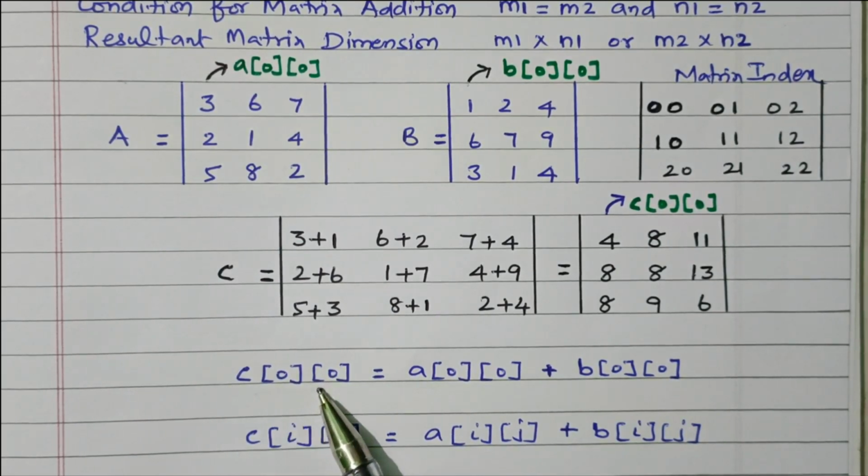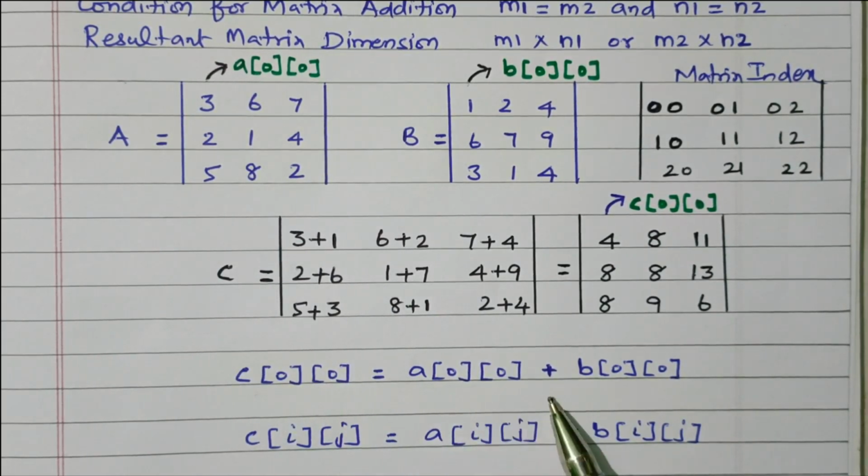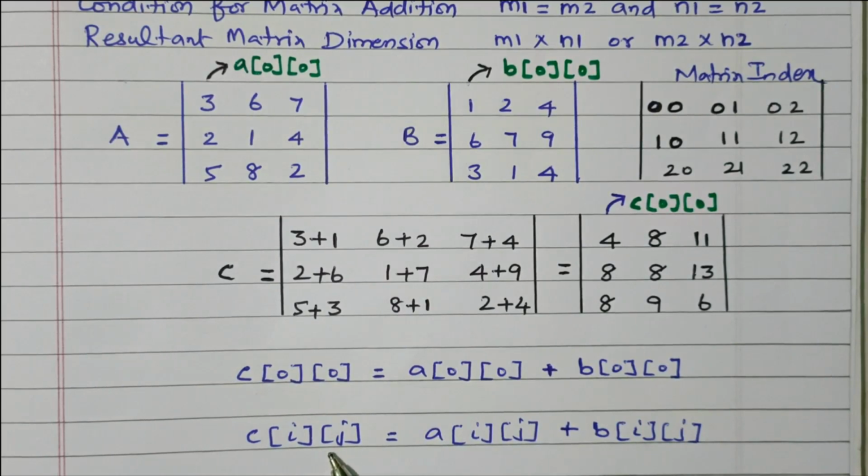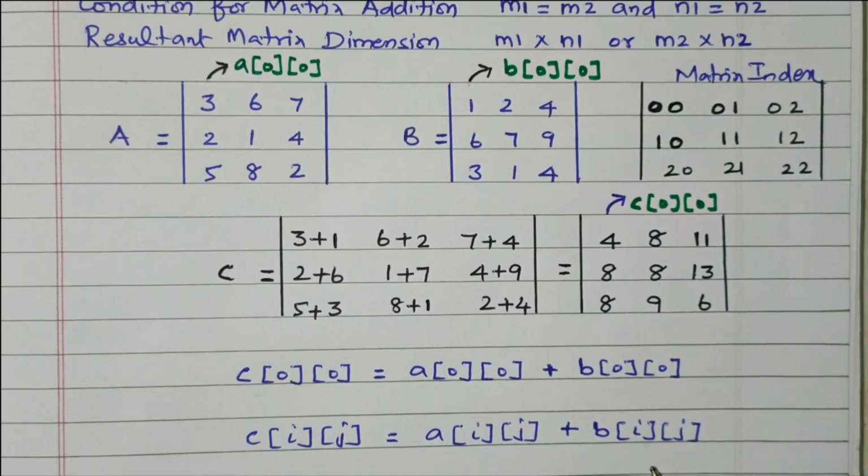Similarly, C of 0, 1 is nothing but A of 0, 1 plus B of 0, 1. Like that we can add. So in general how can we write it? C of ij equal to A of ij plus B of ij. Right? This i and j we are using in the for loop.